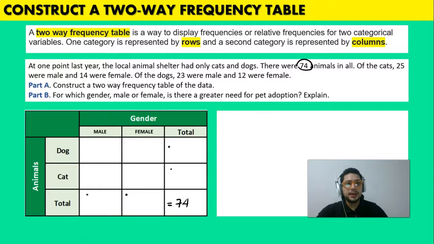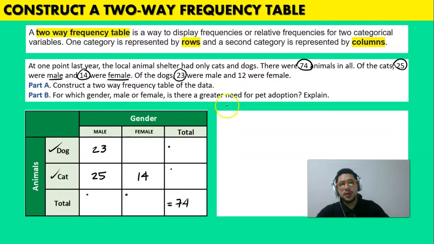Of the cats, 25 were male and 14 were female. So what we're going to do is go on animals and see cats, which is the second row, and the first column is male, which is 25, and then the second one is going to be 14 because it's the female cats. Of the dogs, we are going to see that on the first row, 23 were male, so 23 goes here, and then 12 were female, so 12 is going to go here.